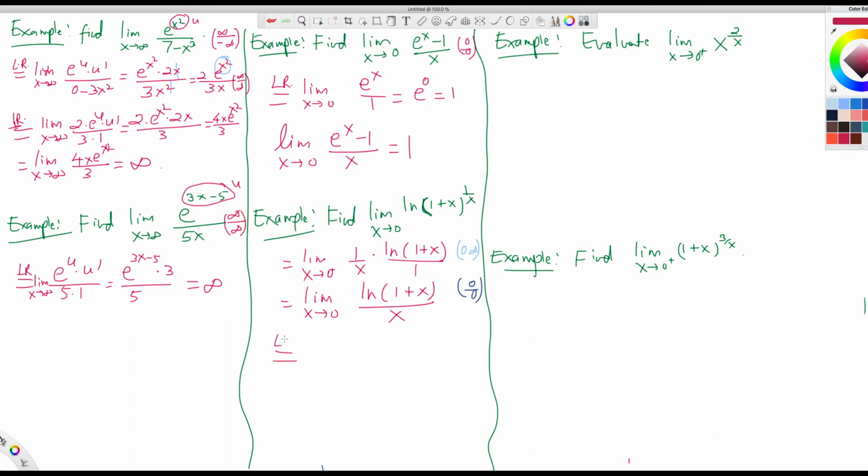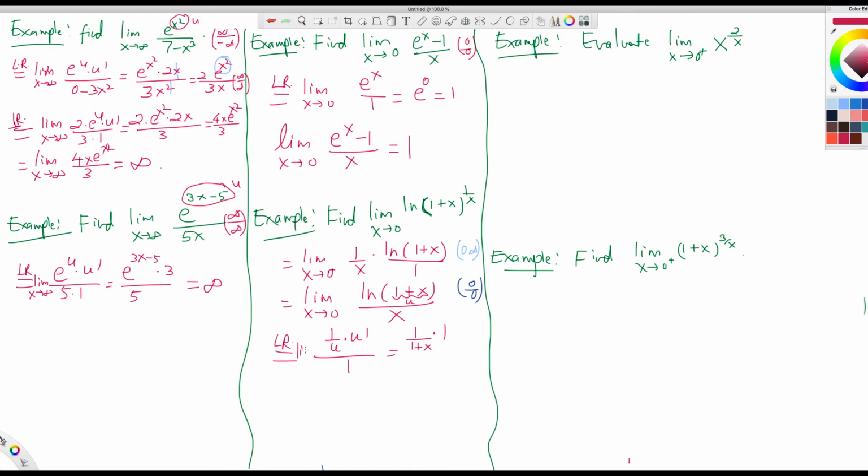So I want to use L'Hopital's rule and find the derivative of the top. You can think of this as u. So what is the derivative of natural log of u? It is basically 1 over u times u prime, divided by the derivative of x, which is 1. So what is that? 1 over 1 plus x times 1. You see that? So what is the limit?